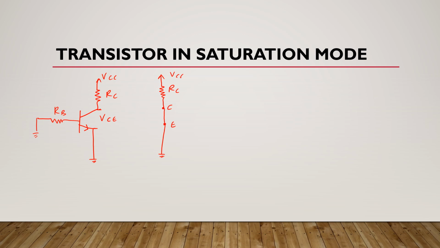Now in this case, the equation of collector current becomes IC saturated is equal to VCC minus VCE saturated divided by RC. Here the value of this saturated voltage drop between collector and emitter is very small as compared to this VCC, so it can usually be neglected. Generally, this value is 0.2 volts and it ranges from 0.1 volts to 0.3 volts.